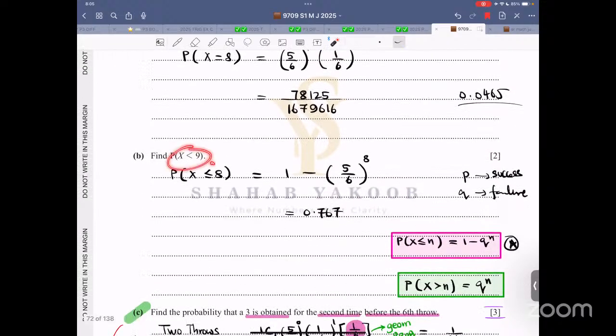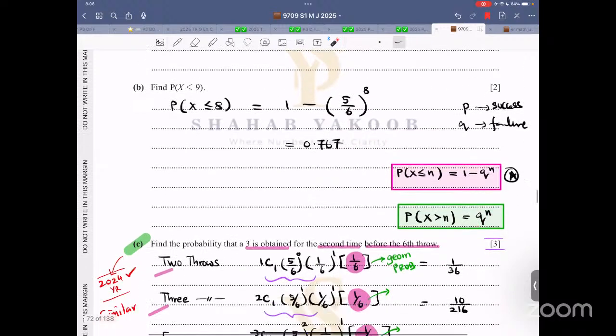Probability x is less than 9. We talked about it before in the previous question. Probability x less than 9 does not exist, but less than or equal to n exists: 1 minus q raised to the power of n, that is 1 minus 5 over 6 raised to the power of n. Sometimes they can even ask probability x greater than n. Over here, the greater inequality is used, and that is q raised to the power of n.